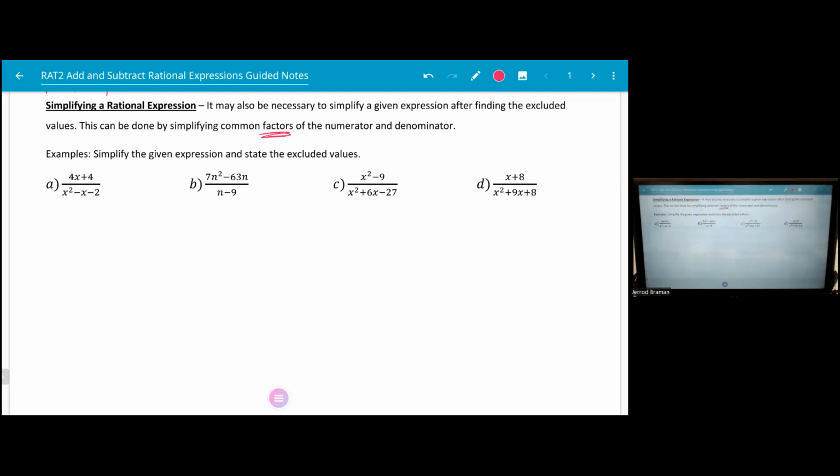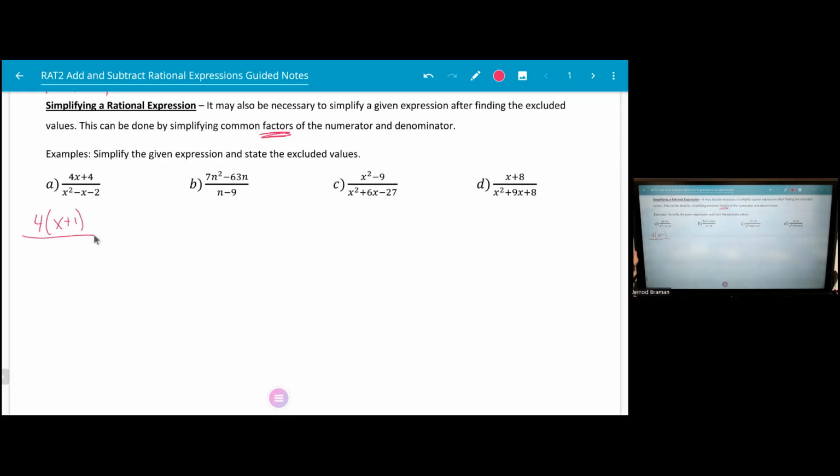For this first one, we're going to simplify the given expression and state the excluded values. What we're going to do is this. We are going to simplify the numerator and simplify the denominator. We're going to find our excluded values, and then we're going to simplify if we can. In the numerator here, I've got 4x plus 4. Like with anything we do, we're going to try to take a greatest common factor out. I'm going to have a 4 times x plus 1. That's my new numerator. My denominator is now x squared minus x minus 2.